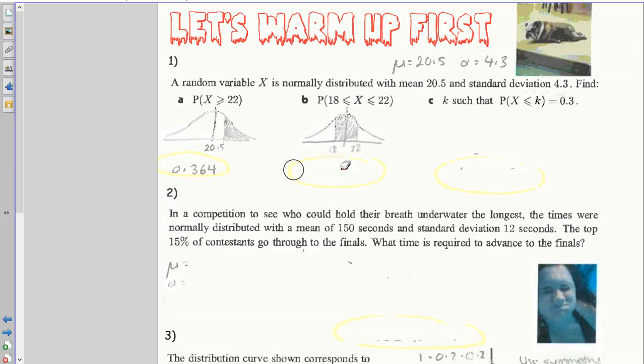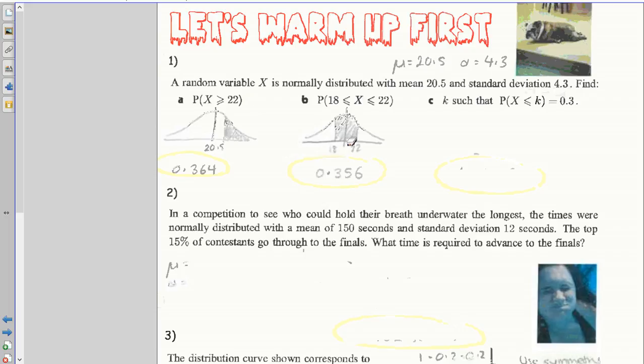0.356. Done. So here's a bit different. They might want you to find a boundary. Find k such that the probability that x is less than k equals 0.3. So this is the inverse step where they've given you the probability, and they want you to go back and work out what the boundary is.